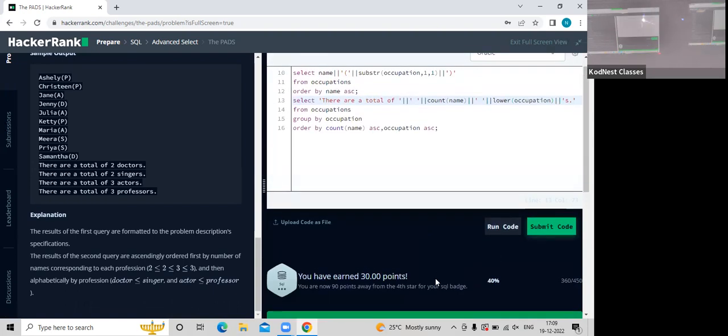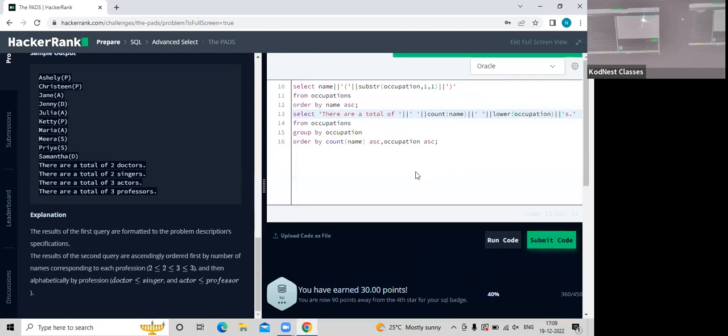So we have got 30 points. Another 90 points and we can be getting the 4th star. Is it not easy? Yes or no? Everything that we have written here is the same thing we have discussed in the class.